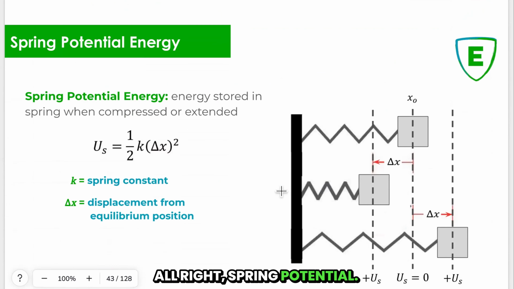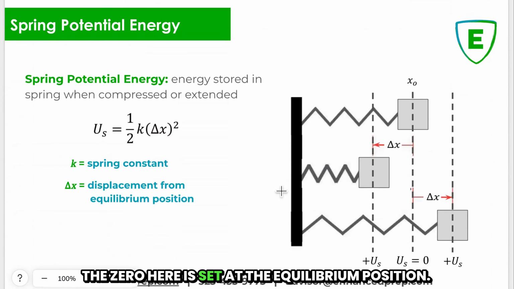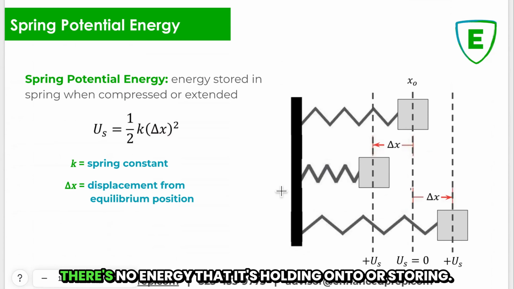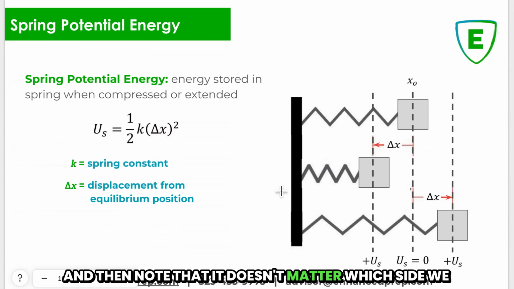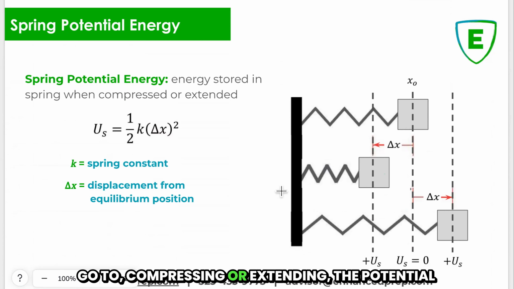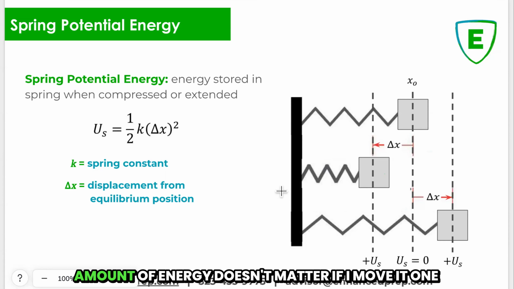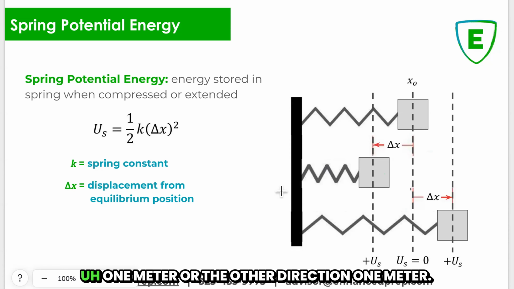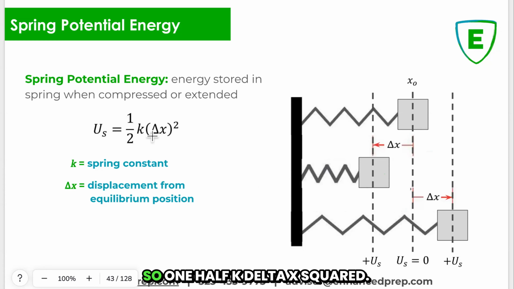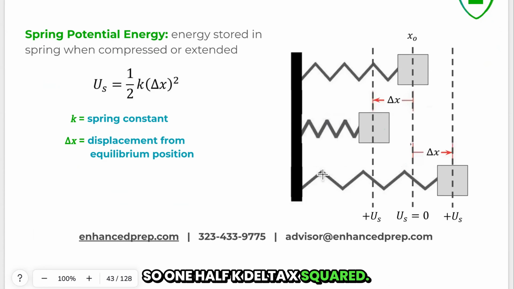All right, spring potential. The zero here is set at the equilibrium position. The spring hasn't been compressed or extended, so there's no energy that it's holding on to or storing. And note that it doesn't matter which side we go to, compressing or extending, the potential energy is positive. In the end, it's trying to pull it back, but the amount of energy doesn't matter if I move it one direction for 1 meter or the other direction 1 meter. So 1/2 k delta x squared.